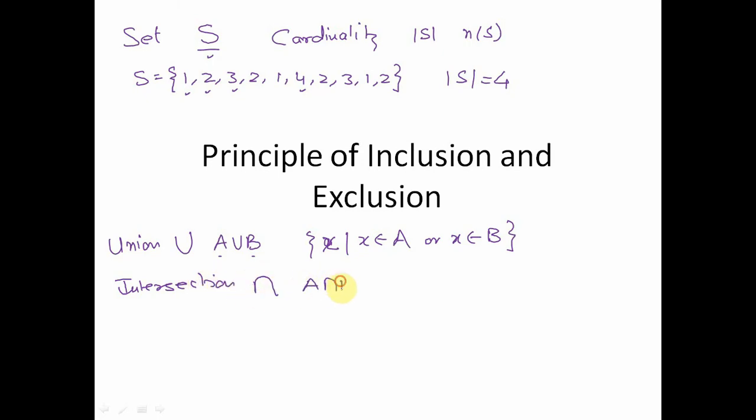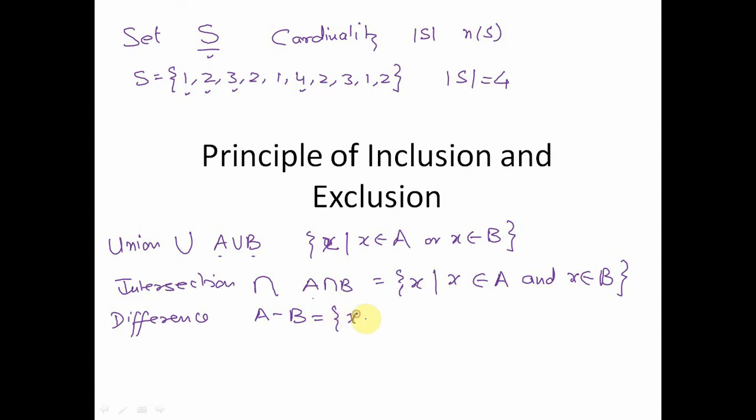Then we have the intersection operation. We say that A intersection B is the set of all the elements X such that X belongs to A and X belongs to B. So that means it is the set of all the elements which are present in both A and B. Then we have the difference operation. Difference operation basically says A minus B is the set of all the elements X such that X belongs to A and X does not belong to B. So it is the set of all the elements which are present in A but not in B.